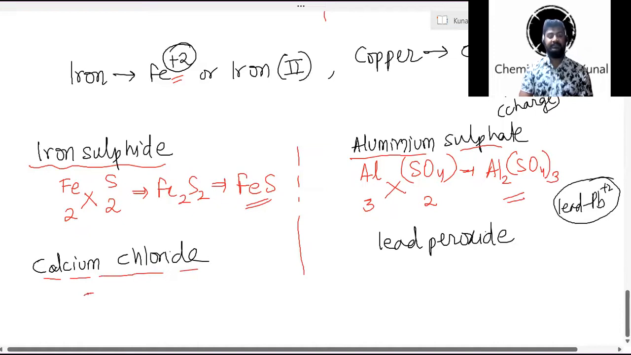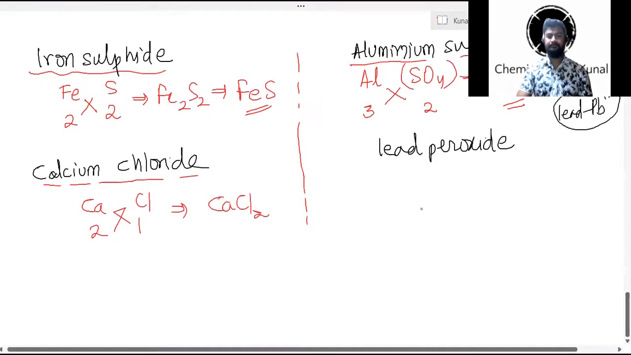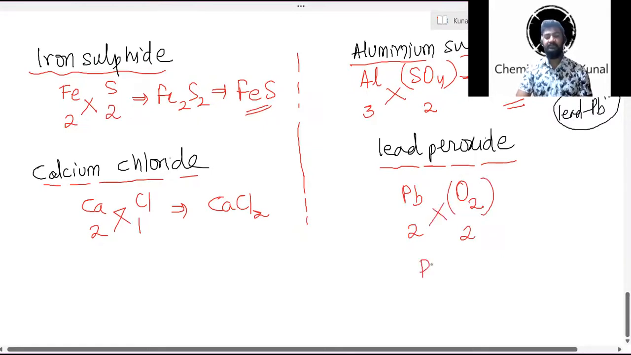Calcium chloride. Calcium is 2, chloride is 1. Cross multiply. What do we get? CaCl2. And then we have lead peroxide, which is nothing but Pb2 plus and O2 2 minus. So 2 is the bottom. Whatever is on the top comes to the bottom, right? We know that. So with a bracket, cross multiply. What do we get? Pb2(O2) whole twice. We can cancel them, simplify them to make it PbO2.